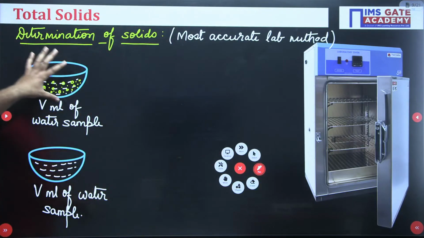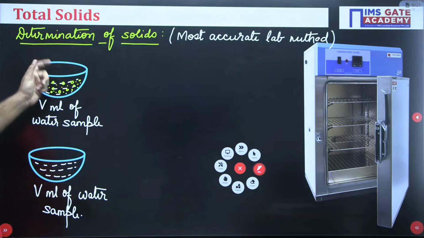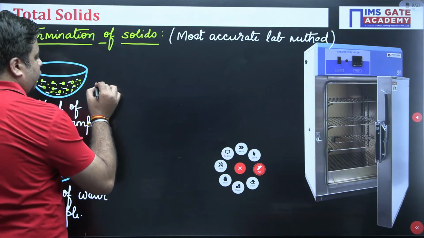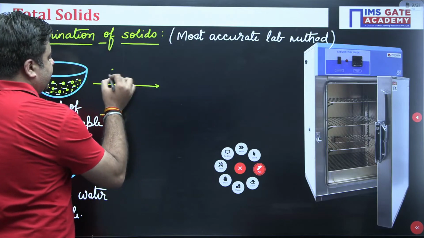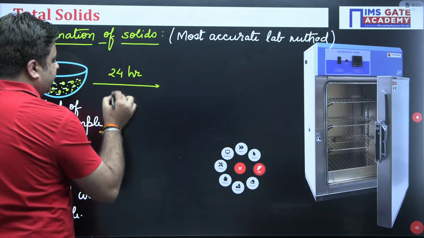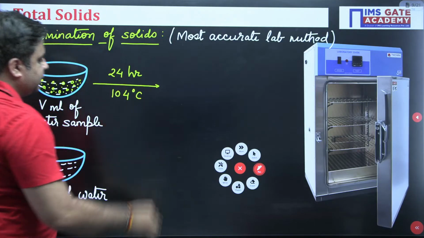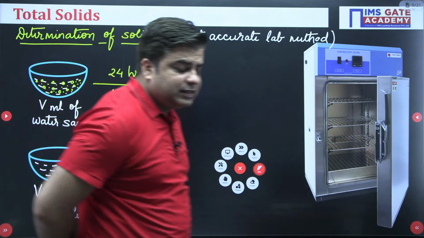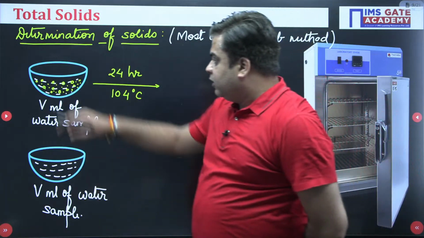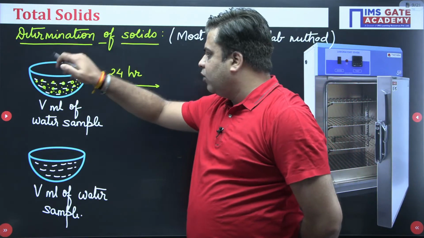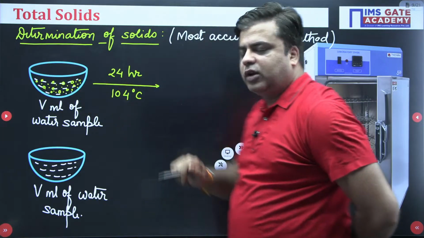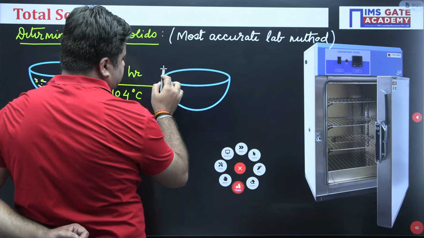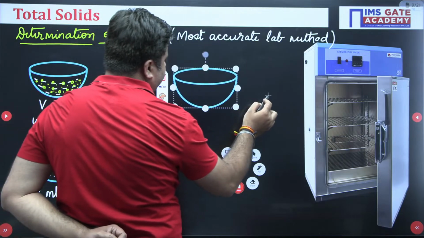So you filled V ml of the water sample in a crucible and placed it in an oven for 24 hours at 104 degrees Celsius. At such a high temperature, the water will evaporate, and the crucible will only contain the solids.